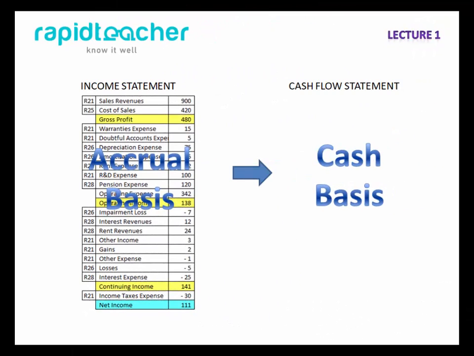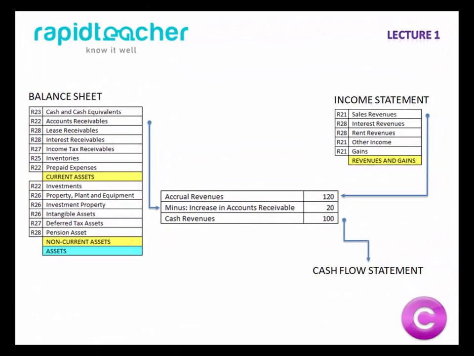If the income statement is measured under accrual accounting, the cash flow statement is measured under cash basis accounting. In reality, we just convert the income statement from accrual to cash basis of accounting. For example, some of the revenues on the income statement may not have been collected during the year, so that they add to the accounts receivables reported on the balance sheet. Such increase is deducted from accrual revenues to arrive at cash revenues.